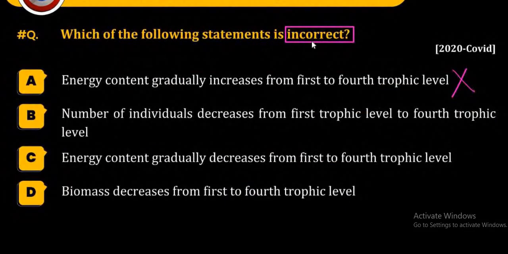Next question. Which of the following statements is incorrect? Energy content gradually increases from first to fourth trophic level. Number of individuals decreases from first trophic level to fourth trophic level. Second option is correct. Energy content gradually decreases from first to fourth trophic level. Third is correct. Biomass decreases from first to fourth trophic level. D option is also correct. So the incorrect one is option A, energy content gradually increases from first to fourth trophic level.